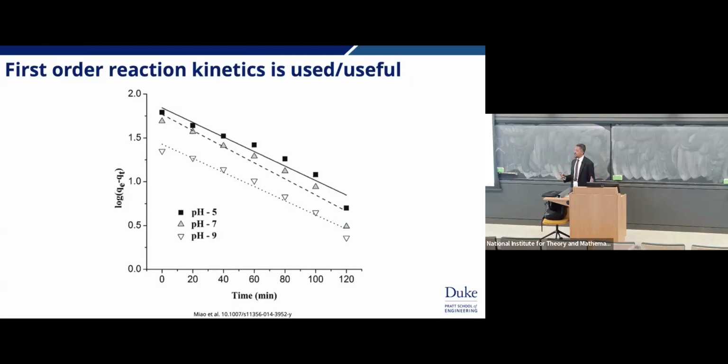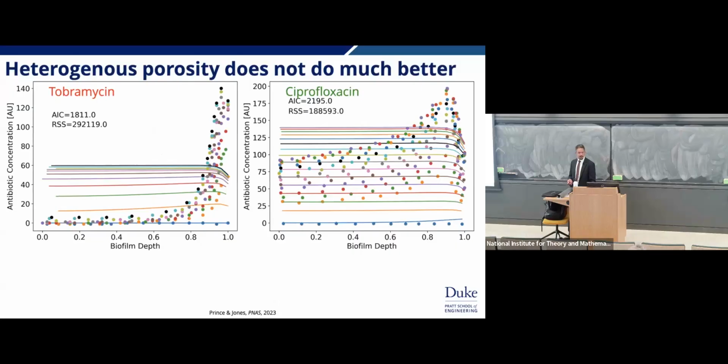First order reaction kinetics is useful. It's used, and that's because when you talk about the bulk, when you're talking about the biofilm as a whole, not the biofilm over space, you can use that. So you can quantify how much an antibiotic or a nanomaterial is going to accumulate in the total biofilm using first order reaction kinetics. So I wouldn't completely knock that. It's not useful for trying to predict spatial dependence.